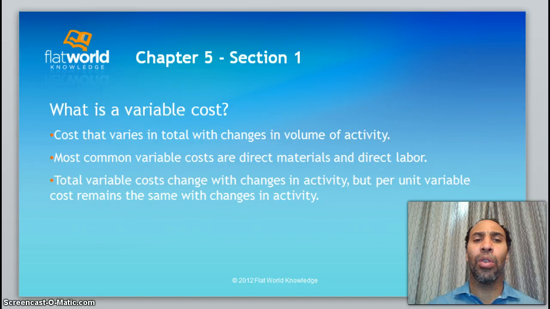So what is variable cost? A cost that varies in total with changes in volume of activity. Most common variable costs are direct materials and direct labor, right? Because those things vary. It varies on how much material we need to requisition in order to make these bikes. It varies in how much labor we need in order to make these bikes. Maybe we make more bikes during the summer because more people are out riding their bikes. Maybe we make more blankets in the winter because more people are cold. Total variable costs change with changes in activity, but per unit, a variable cost remains the same with changes in activity. And I'll explain that second comment shortly.